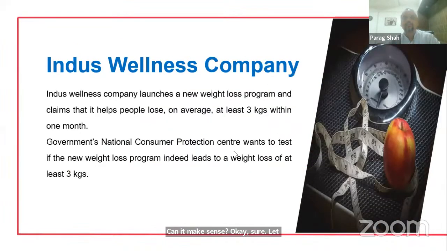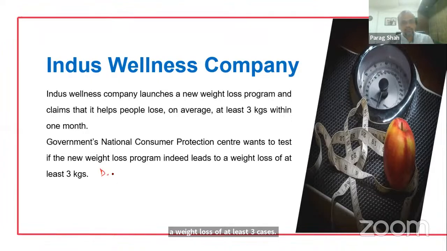So let us take the next example. Indus Wellness Company. Read the question. Indus Wellness Company launches a new weight loss program and claims that it helps the people to lose on an average at least 3 kgs within 1 month. Government's National Consumer Protection Center wants to test if the new weight loss program indeed leads to a weight loss of at least 3 kgs. Question is clear? So we'll start with the data.